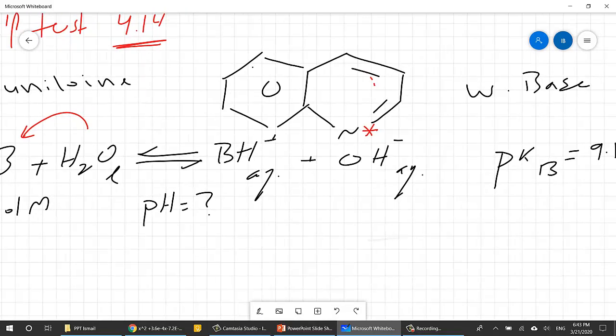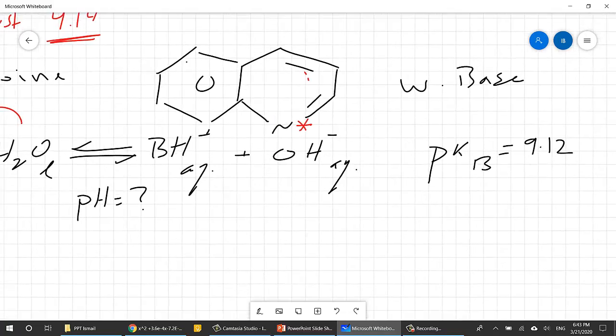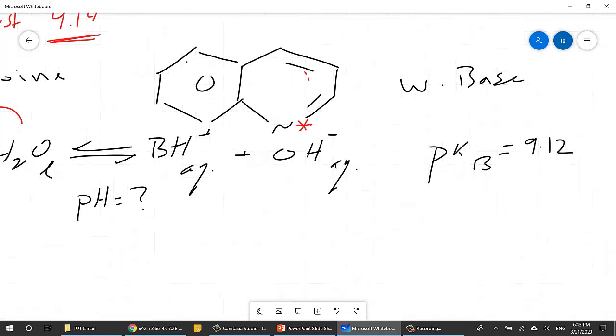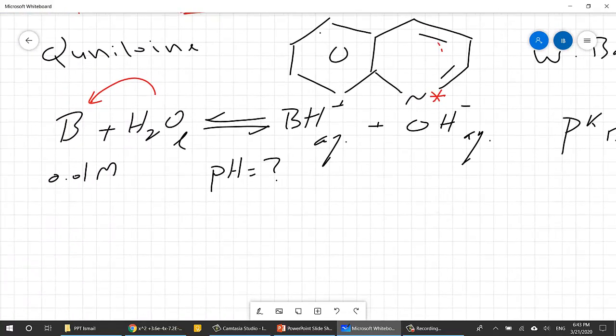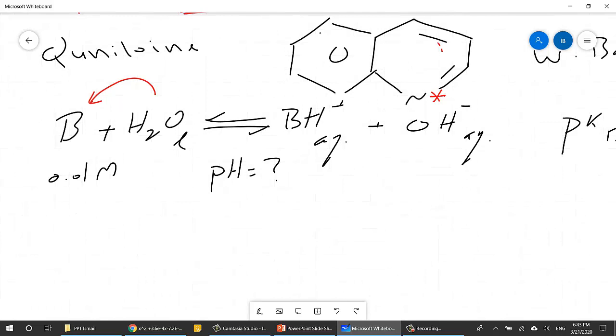The pKb for this is 9.112. It's not provided in the question, but it was provided in the previous question. So we have the pKb, and we have 0.201 molar of the initial base B, and the question is asking for the pH, and also for the percent dissociation, or the fraction of molecules that have dissociated.